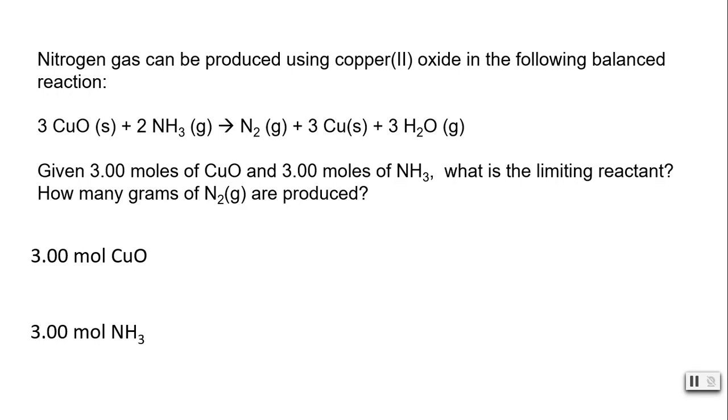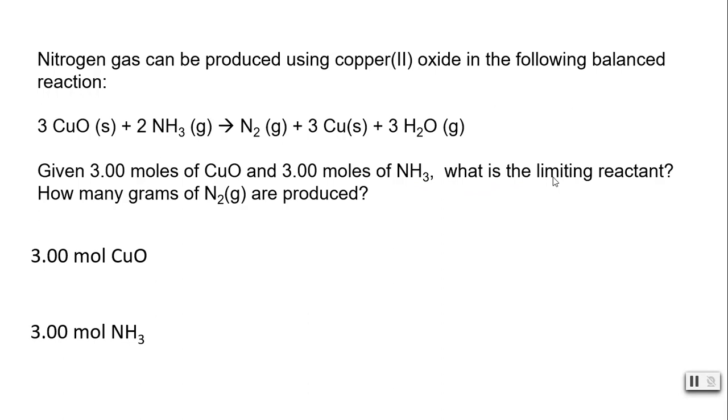So these are two limiting reactant example problems that are from the Canvas worksheet that I have put for this chapter. So let's talk about these with regards to the concept of limiting reactant. So let's say I have this balanced chemical equation and I give you amounts of two reactants in moles. Specifically, I have 3 moles of copper 2 oxide and 3 moles of NH3.